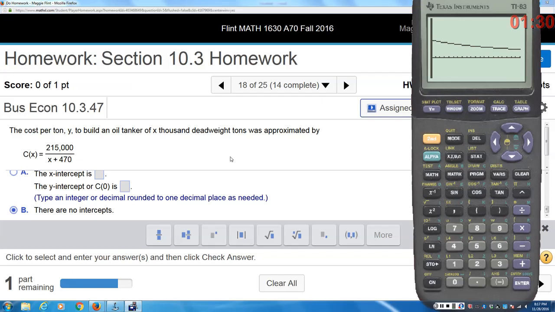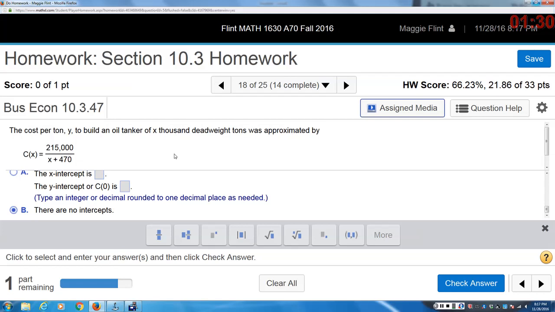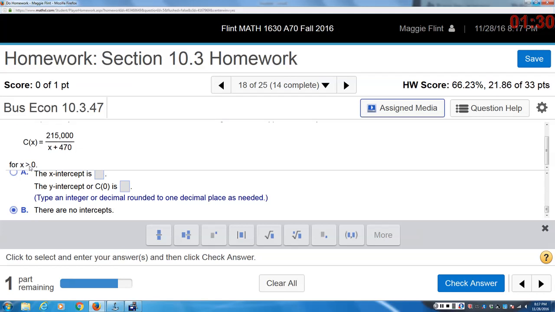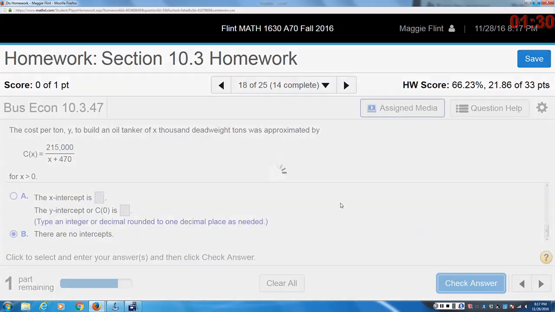Wait, no. I understand why there's not. There are no intercepts. The intercept is where x is equal to 0, and it says it can't be 0, it has to be greater than 0. So there are no intercepts is the correct answer. That was sneaky. Okay, the graph has a y-intercept, but because x cannot be 0, that intercept is not on a practical graph. So there are no intercepts.